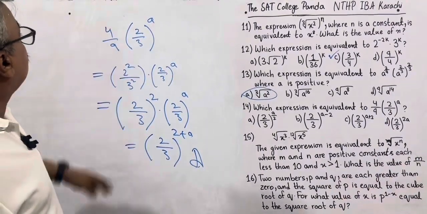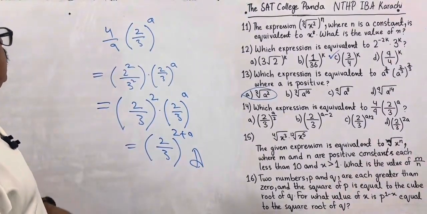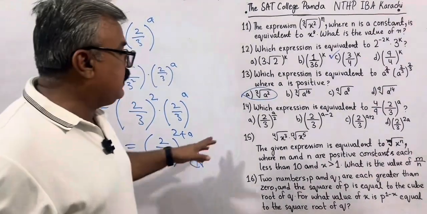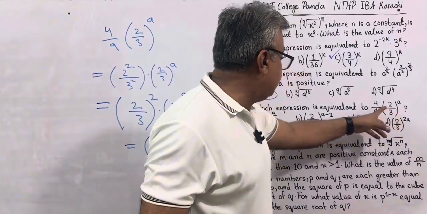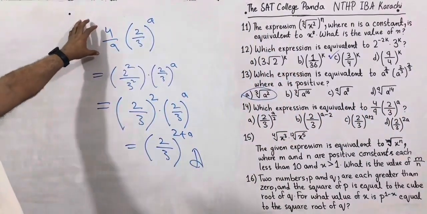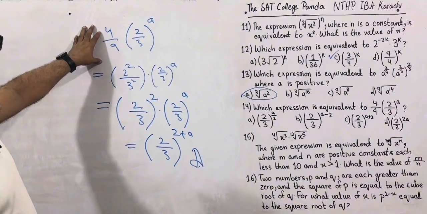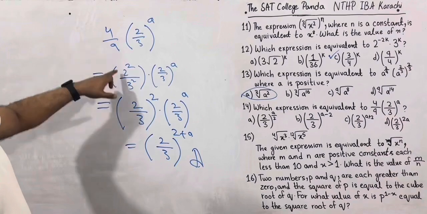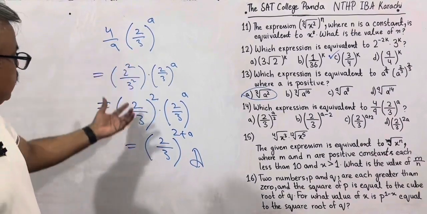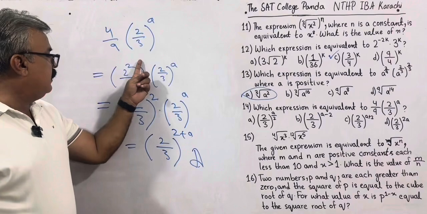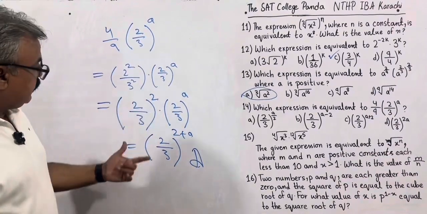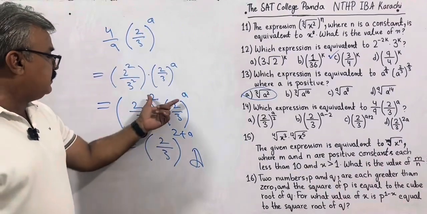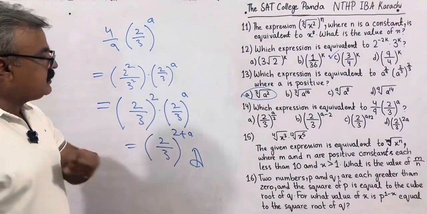We have the situation 4 over 9 times (2 over 3) raised to a. Nothing has been mentioned about a, so we have covered that situation. 4 over 9 can be converted to a power of 2 over 3: I have written 4 as 2 squared and 9 as 3 squared. They have the same power, so I have written (2 over 3) squared, using the exponent rule. After that, the bases are the same and they are in multiplication, so I have written the base once and merged the powers, added the powers: 2 plus a. It's our answer in that case.